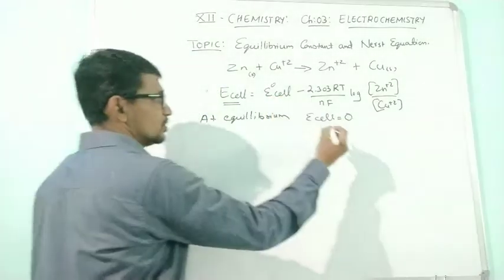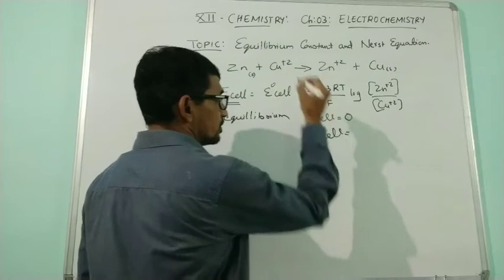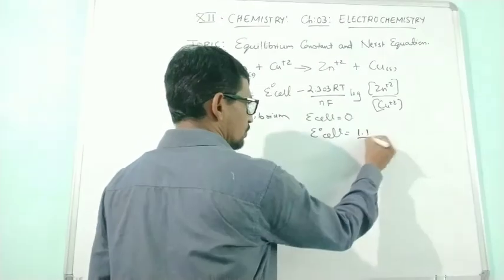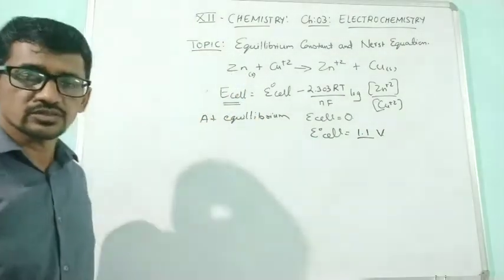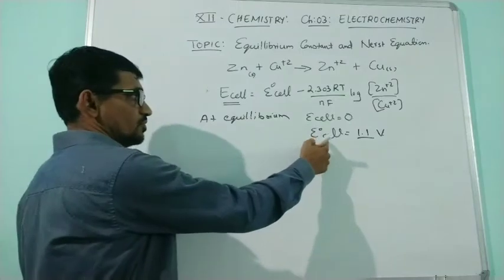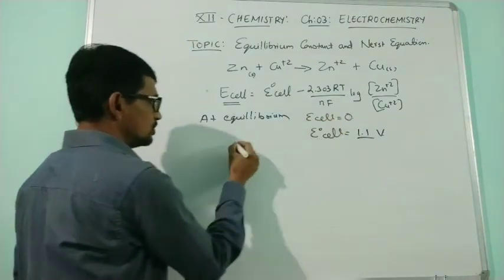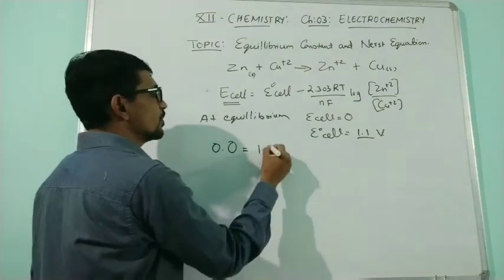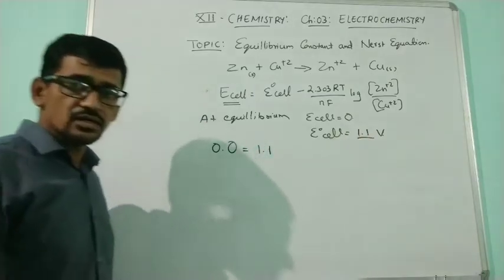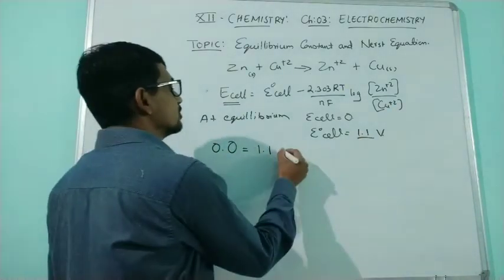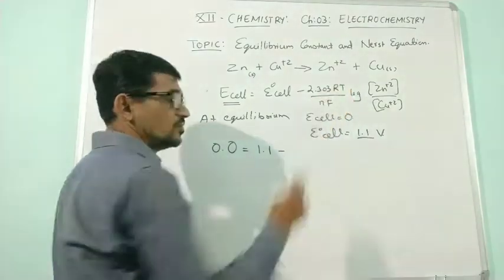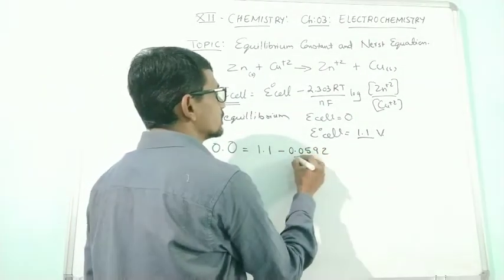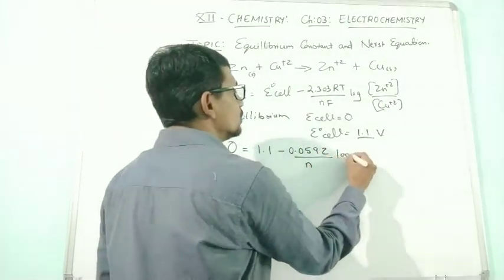And this E0 cell, for this Daniel cell, means standard potential. If both cells are standard, then its voltage is coming 1.1. That we have already discussed. Okay, anode minus cathode if you do, then the voltage is coming. So E cell is equal to 0. You put this 0, you write. This is 1.1, the standard potential of the cell, minus, if you put R and T value and Faraday, then 0.0592 upon N into log.